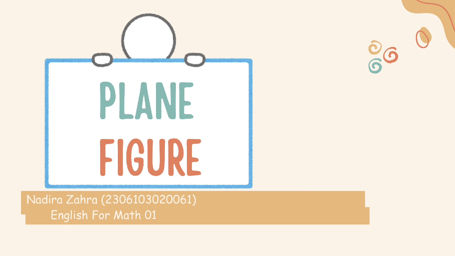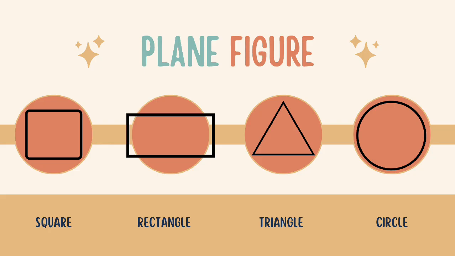Today, I would like to tell you about some plane figures, especially the characteristics and the formulas of perimeter and area. There are some plane figures I want to talk about. First is square, the second is rectangle, the third is triangle, and the last one is circle.